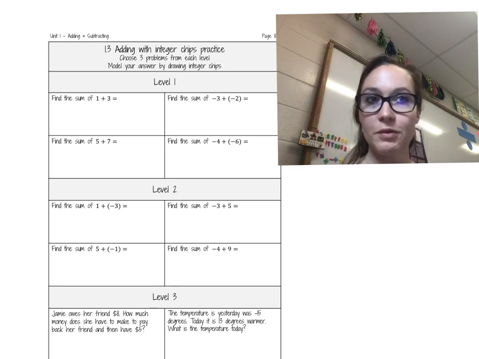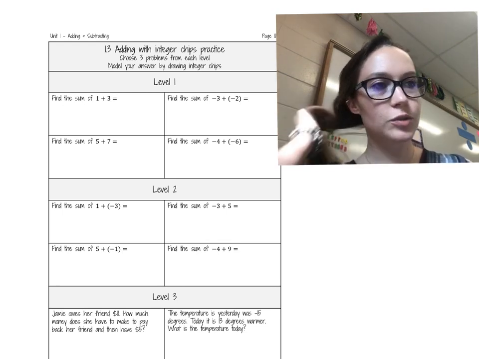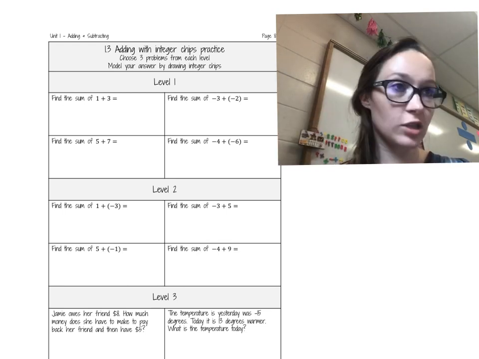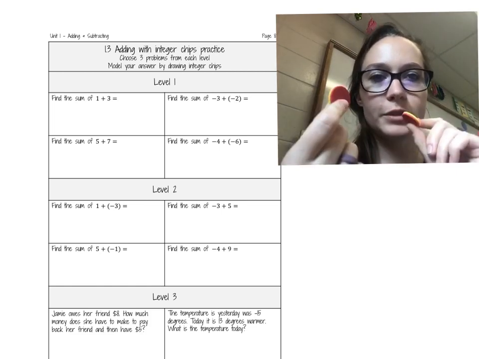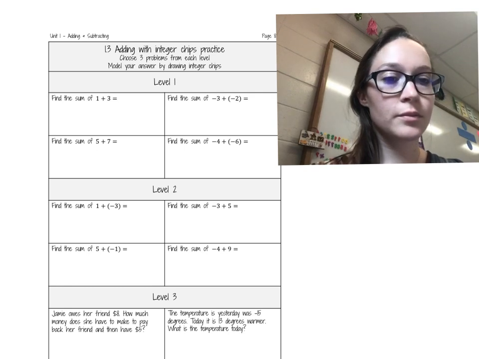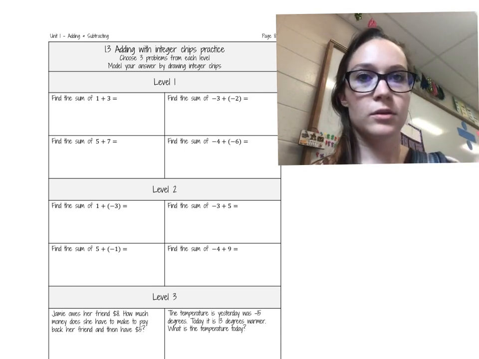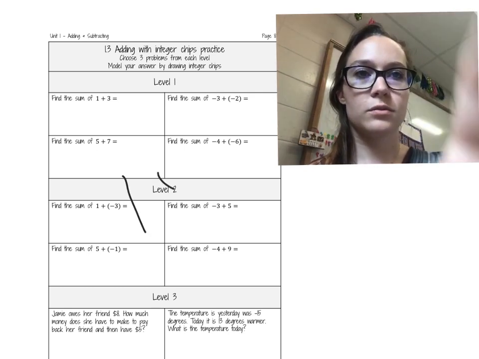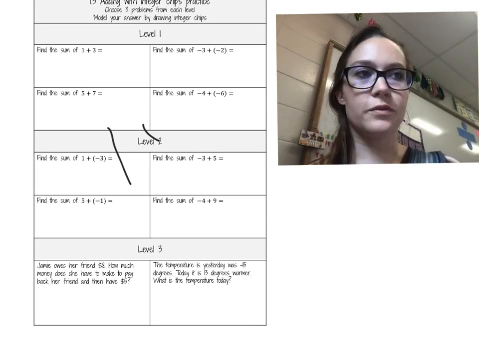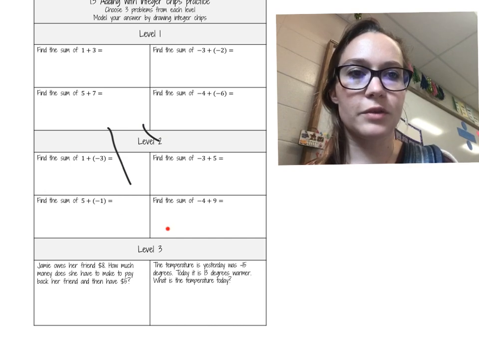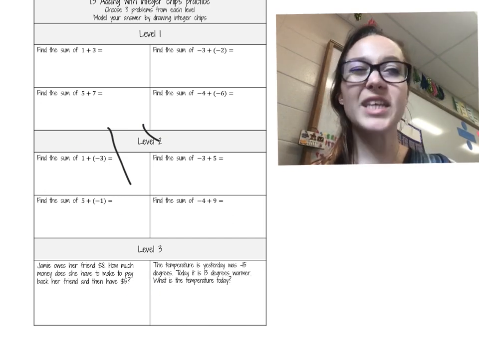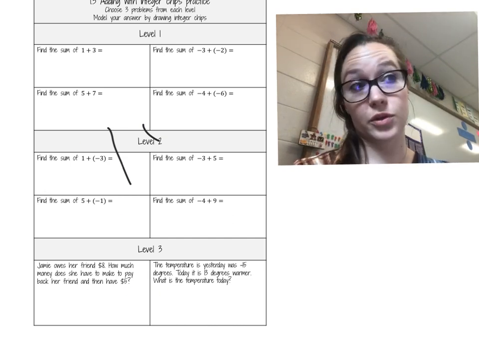So for your 1.3 practice, you are going to choose 3 problems from each level. Okay, make sure you model by drawing your integer chips for each problem, but you only have to pick 3. So you can pick 3 from level 1. You can pick 3 from level 2. Then level 3 only has 2 problems, so you have to do both.